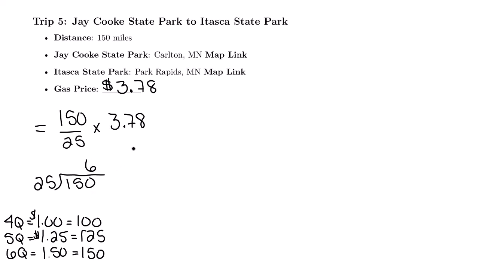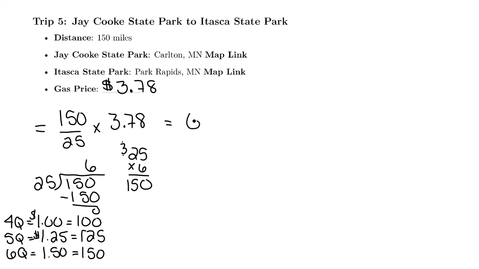Now let me just show you that it works. 25 times 6. 5 times 6 is 30. 6 times 2 is 12, 13, 14, 15. And yay, we did it. Minus 150. Okay, so what is our equation going to look like now?